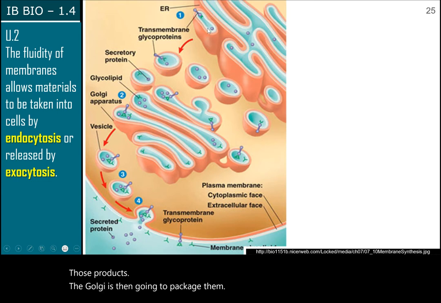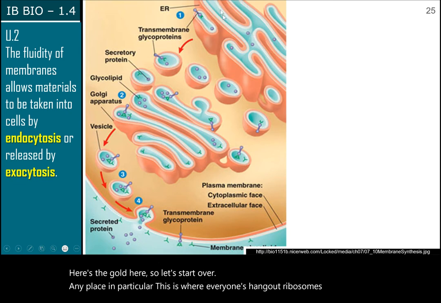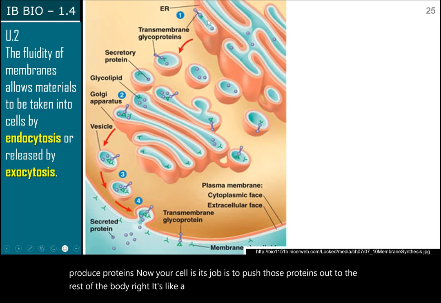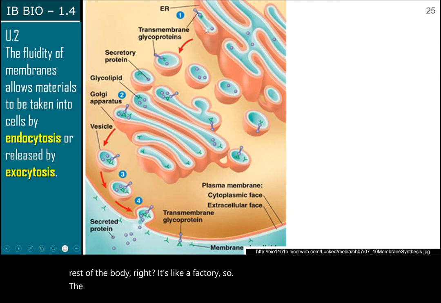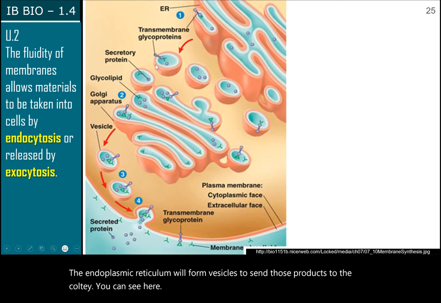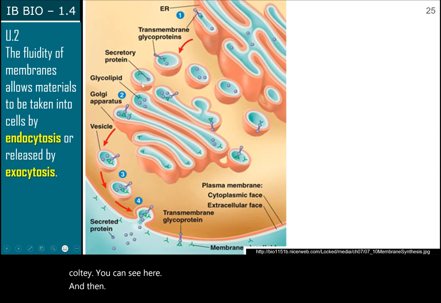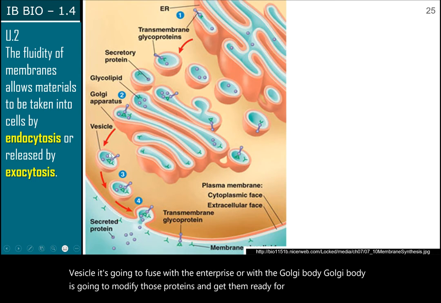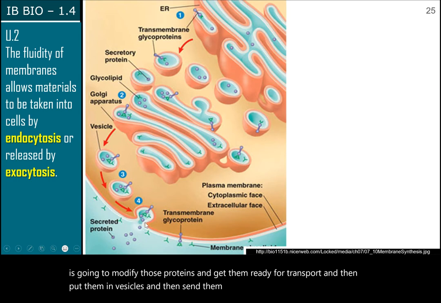Here's the Golgi here. So let's start over. Endoplasmic reticulum. This is where ribosomes hang out. Ribosomes are going to produce proteins. Now, the cell's job is to push those proteins out to the rest of the body, right? It's like a factory. So the endoplasmic reticulum will form vesicles to send those products to the Golgi. You can see here. And then you've got that vesicle, it's going to fuse with the Golgi body. The Golgi body is going to modify those proteins and get them ready for transport, and then put them in vesicles and then send them out. And here you see exocytosis, right? And it's pushing those proteins out.